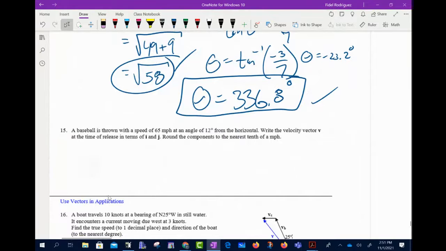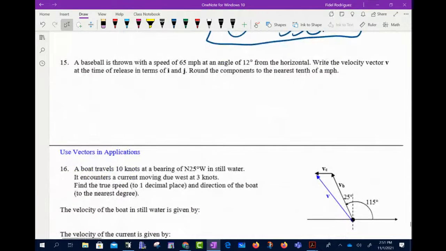Okay, let me zoom in here a little bit and let's see if we can do number 15. Number 15 says a baseball is thrown with a speed of 65 miles an hour at an angle of 12 degrees from the horizontal. Write the velocity vector at the time of release in terms of i and j, and round the components to the nearest tenth of a mile an hour.